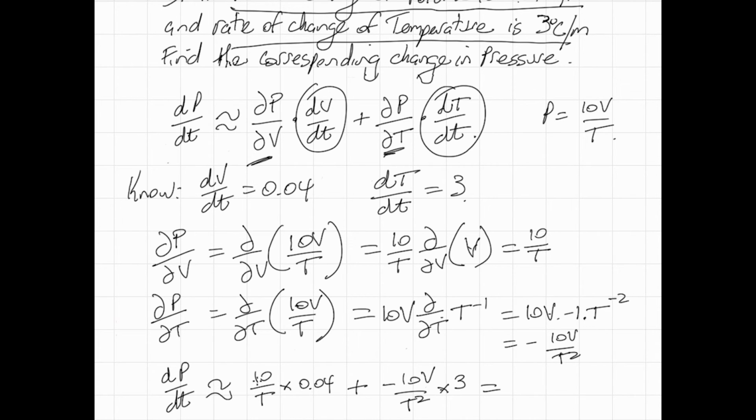We can knock this into better shape. 10 times 0.04 will be 0.4 over T. Plus a negative is the same as just subtracting. 3 times 10 will be 30V over T squared. So that will allow us to work out approximately what the rate of change of pressure over time is, given a temperature and given a volume, when the change in volume and change in temperature are given. So if you're given T and V, you can actually find the approximate change in pressure.